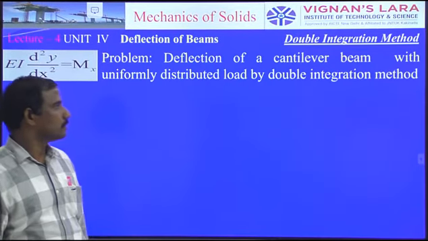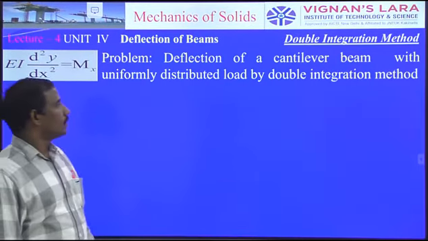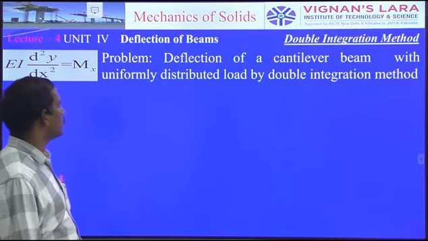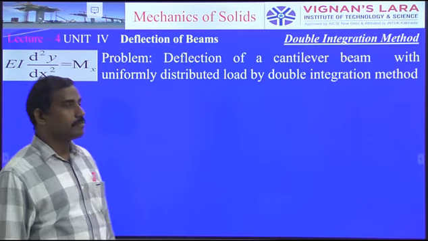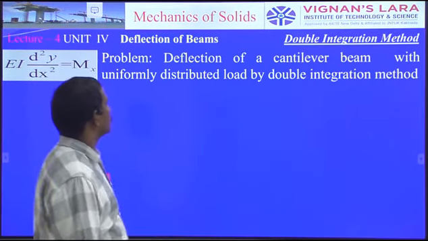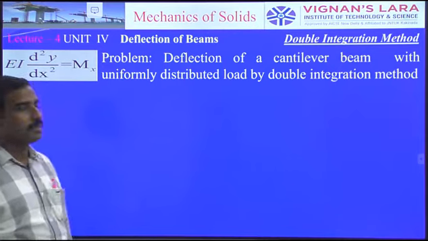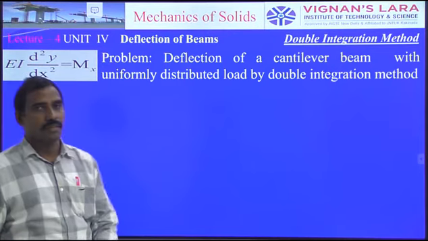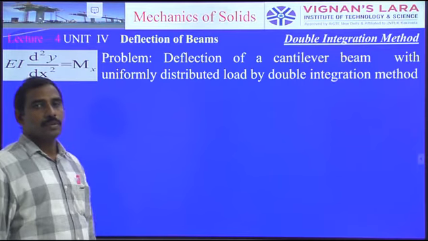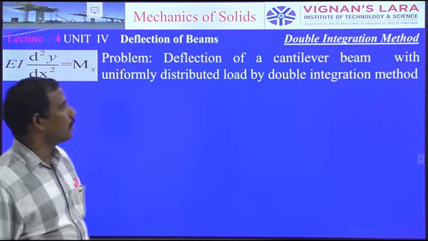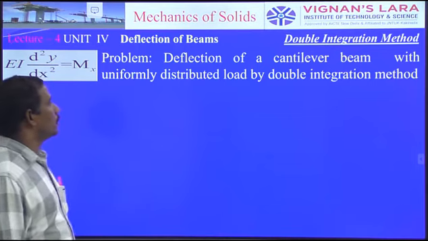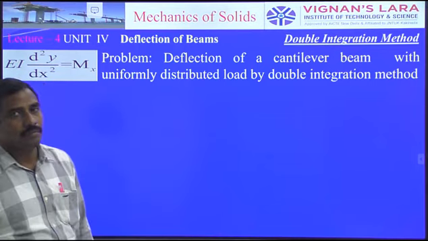Good morning to everyone. In the previous lecture, we formulated the equations for slope and deflection of a cantilever beam subjected to a point load at a free end. That is derived from the governing differential equation. Then we found the slope and deflection at any point by using the double integration method. Today we will see one more example.